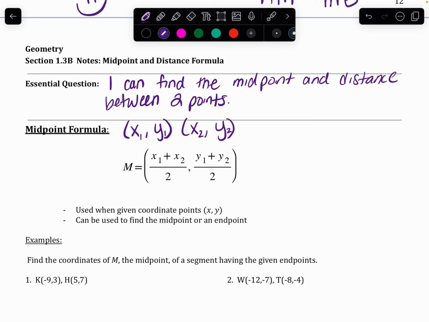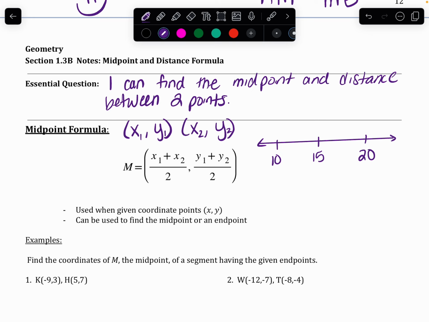And you find the midpoint between them by adding the x's together and dividing by 2 and adding the y's together and dividing by 2. Consider two numbers just on a number line, for example, like 10 and 20. I could ask you what's halfway between 10 and 20, and you could easily tell me 15.